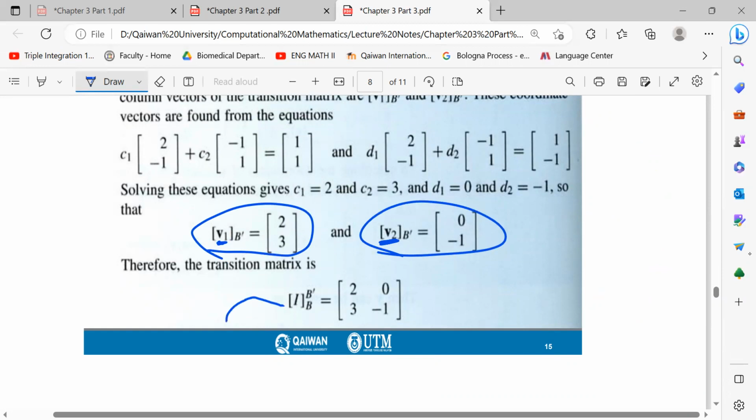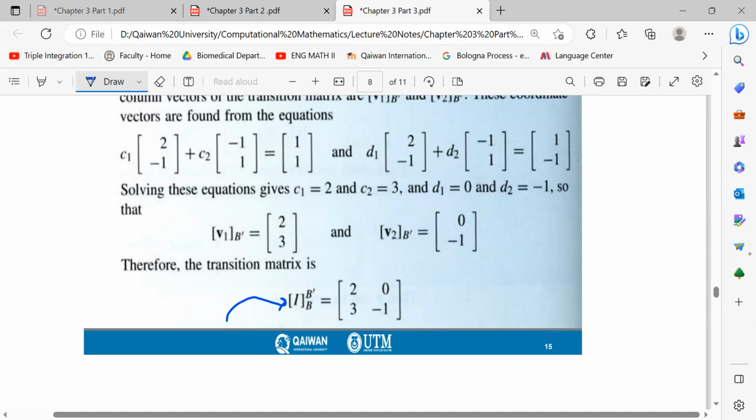So the transition matrix, with columns the coordinates of V1 and V2, is 2, 3, 1, -1. We say the transition matrix is made of the values of constants that you get in both cases: C1, C2 is the first column, and D1, D2 is the second column.